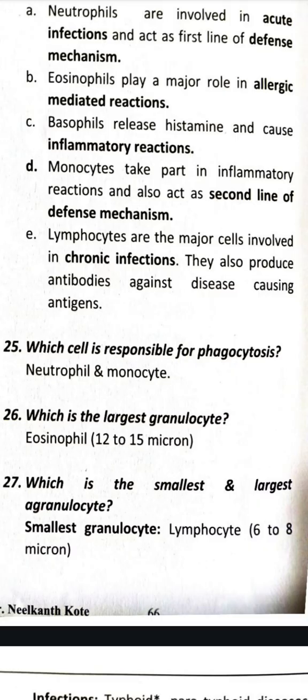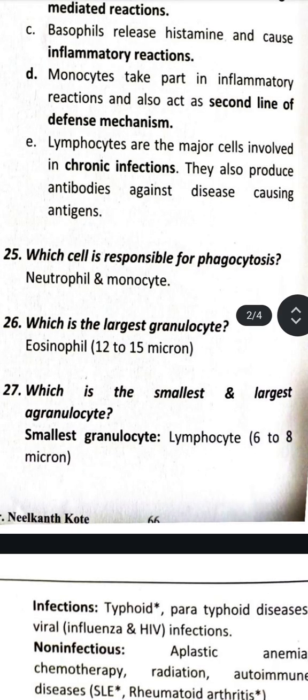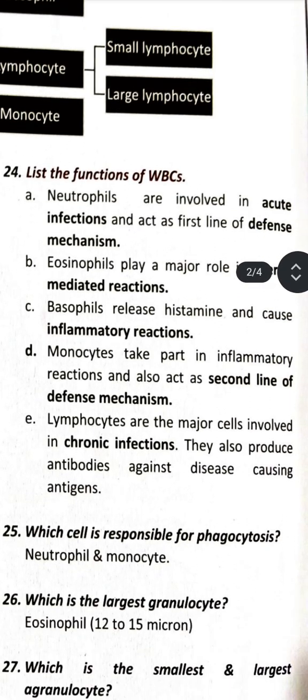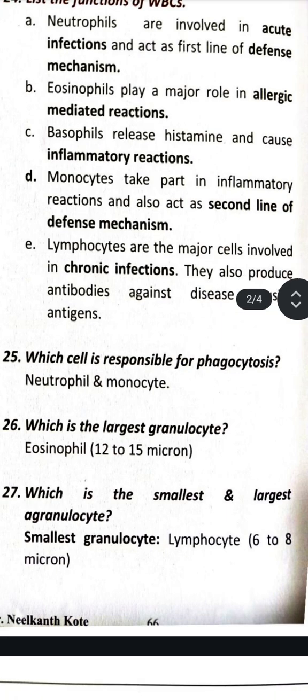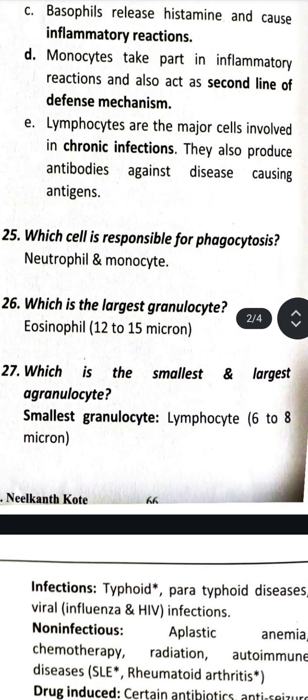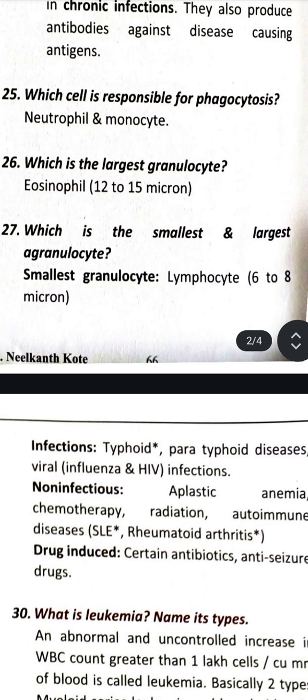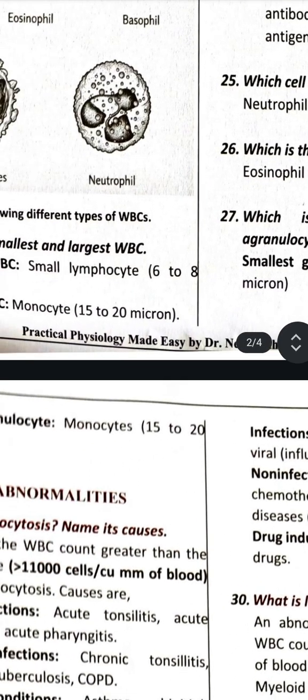They are histaminergic. Monocytes take part in the inflammatory reaction, and they also act as a second line of defense mechanism because macrophages are formed from monocytes at the tissue level. Monocytes will be in blood, at the tissue level they will be macrophages. Lymphocytes are the major cells involved in chronic infection, and they also produce antibodies. We know the B lymphocytes form the plasma cells, which relate to the antibody. They act against disease-causing antigens. So for acute infections, neutrophil count will be more. For chronic infection, the lymphocyte count will be more.